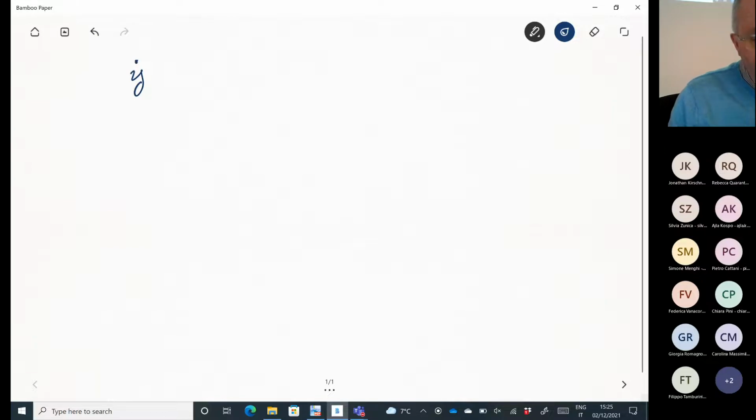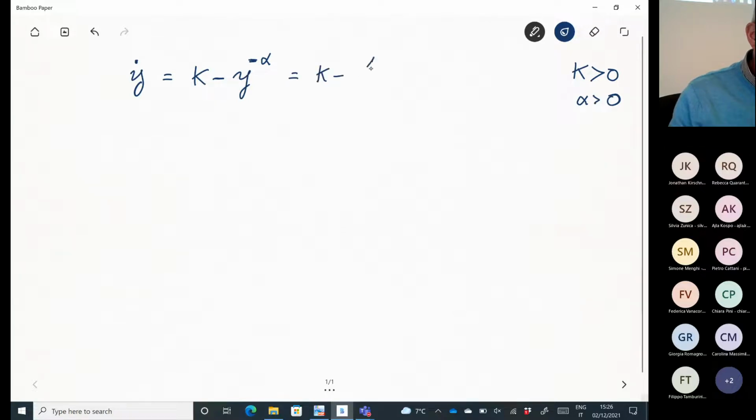This is a differential equation, y dot, y is a variable, y of t, is equal to a positive constant k, k is positive, minus y, which is the same variable, this is the derivative, time derivative, this is the level of the variable, to the power of minus alpha. Alpha is a positive quantity, so this is a negative exponent, which means k minus 1 over y to the power of alpha, okay?